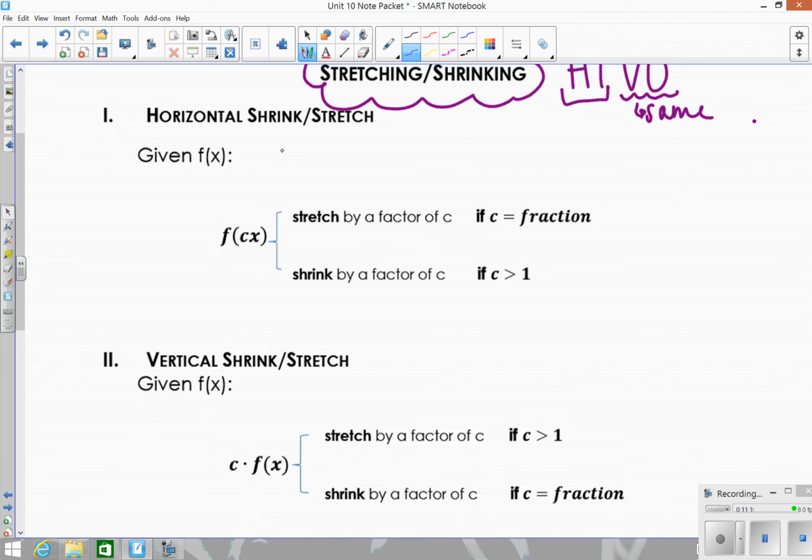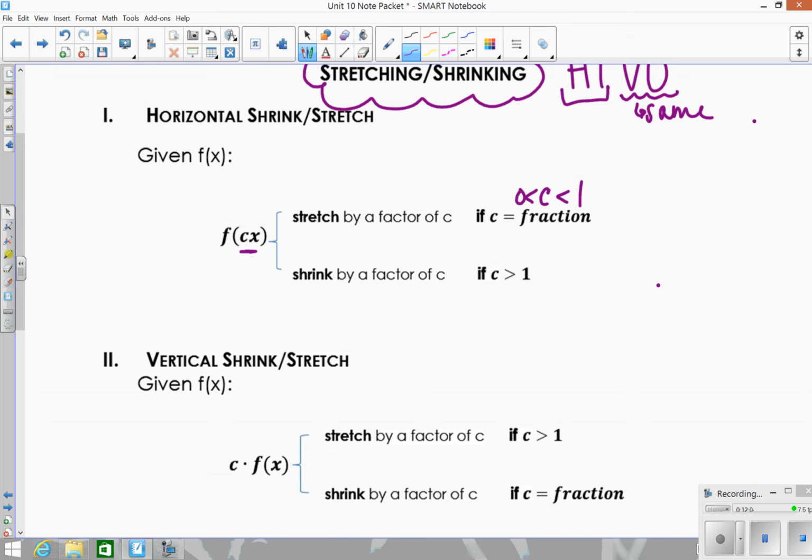or stretch. So a horizontal shrink and a horizontal stretch is whenever you have this C in the inside and it's the opposite of what you think. So it's going to be stretching if C is a fraction, meaning C has to be between 0 and 1. We don't want negative numbers for this. So C is going to be between 0 and 1 because the negative just tells us that there's a reflection. So we're just going to say we're looking at the stretch as C being a positive number. And then it's going to be a shrink if C is greater than 1. If it equals 1, then it's not going to change any.